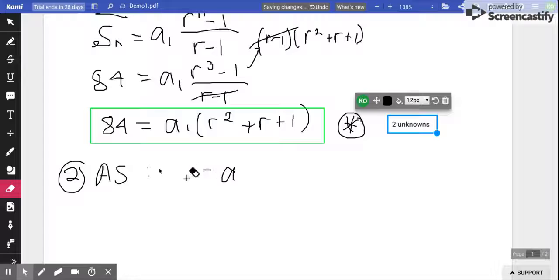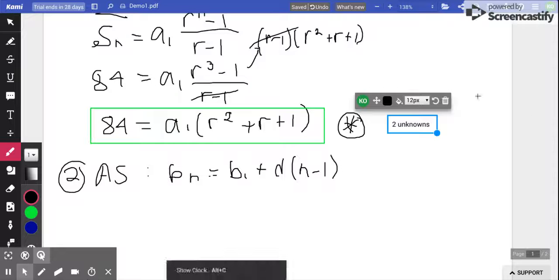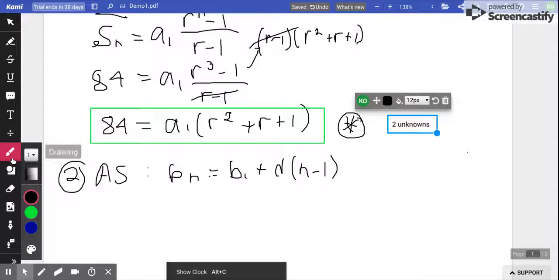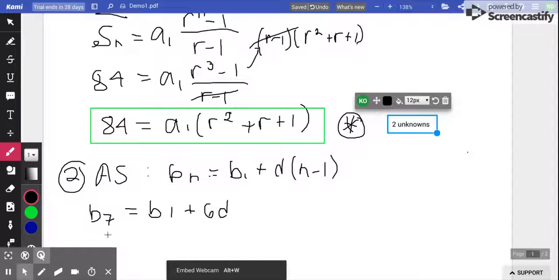So since our geometric sequence uses A's and our arithmetic sequence uses B's, I will use B's as well. So Bn equals B1 plus D times n minus 1. And the thing we are given is B7 and B19. So B7 should be equal to B1 plus 6 times D, because in this case, n equals 7.